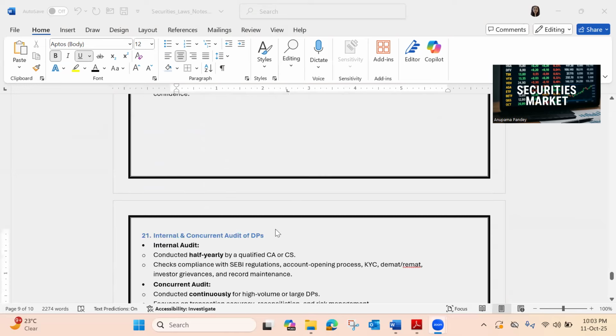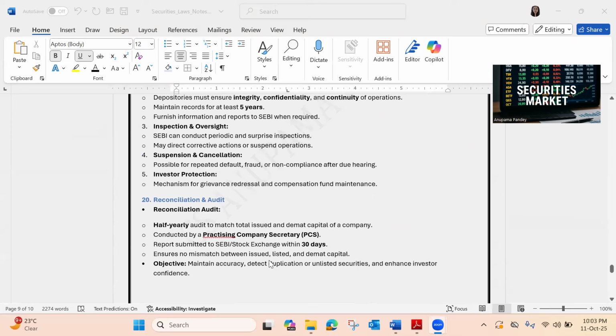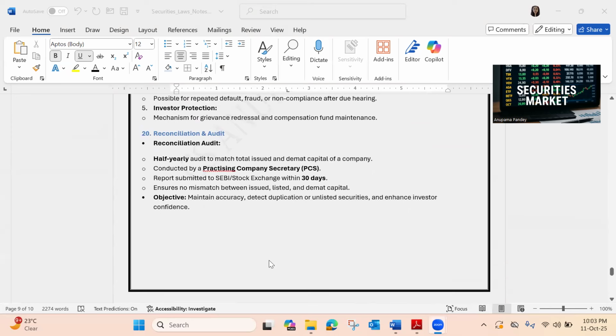Now, these are some of the important topics in here, which is the reconciliation audit. This is very important from the exam point of view. This has been asked by the institute many times. So it is a half-yearly audit to match total issued and demat capital of the company. It is conducted by a practicing company secretary. The report is submitted to the SEBI and stock exchanges within 30 days of the half-year end. It ensures no mismatch between the issued, listed, and demat capital. The objective of reconciliation audit is to maintain accuracy, detect duplication or unlisted securities, and enhance investors' confidence.